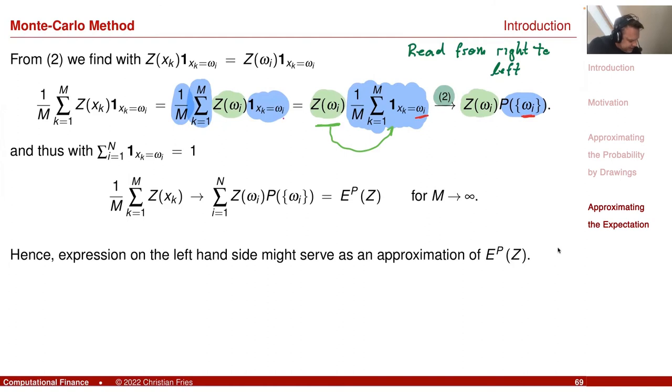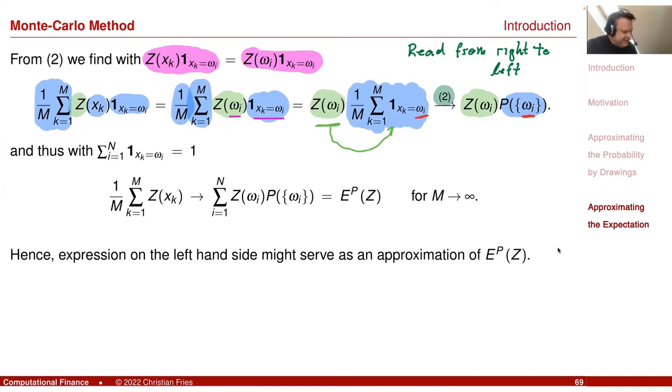If I know that xk is equal to omega I, so this is one, then actually that here is the same as z of xk. And if xk is not equal omega I, the whole guy here is zero. So it doesn't matter if I replace this here with xk. So actually I can use that z of omega I times indicator xk equals omega I is the same as z of xk times indicator. So I can use that. And now you see that you have z of xk here inside times indicator xk is equal to omega I summed over all k divided by n.